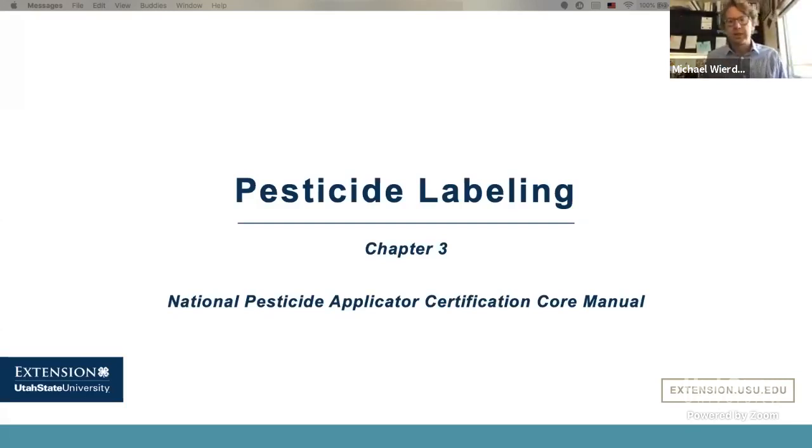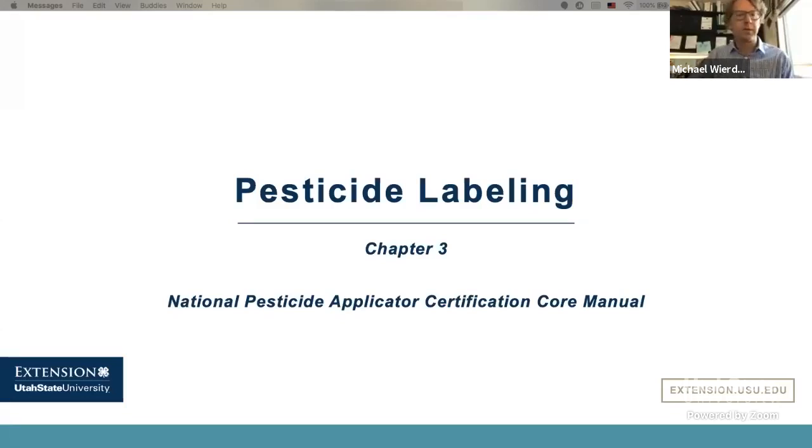These materials are based off the National Pesticide Applicator Certification Core Manual. The page numbers you will see during the presentations refer to that manual. If you're interested in more information, go get a copy of that manual. If you would like a copy, go to the USU PSEP Facebook page and you will find a link to a free downloadable copy.